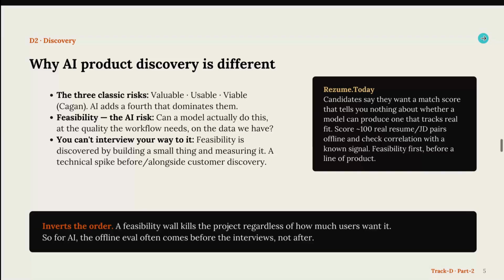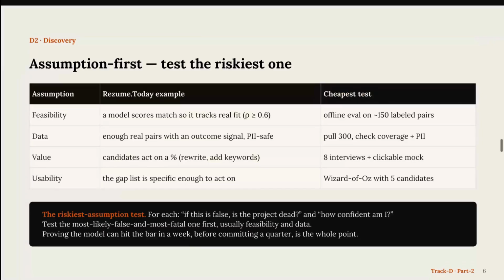And this should be the first assumption that needs to be validated, even before you validate for data, value and usability. Feasibility tells you, hey, is this model producing a match score so that we can track it for the real fit? We look at what's the precision score. The cheapest test would be to do it offline. You run 150 labeled pairs of tests through the whole pipeline, and you calculate whether it is feasible to do. Then you look at the data.